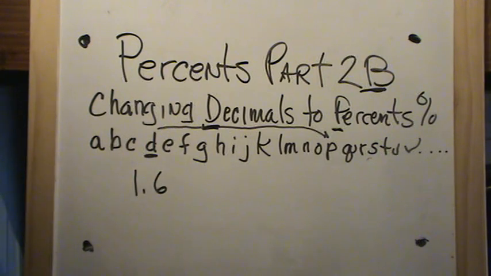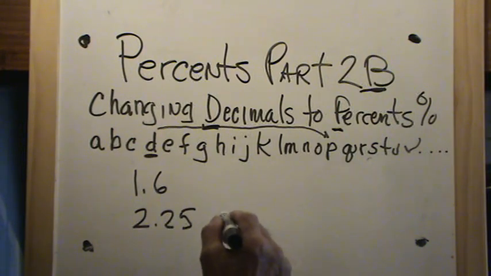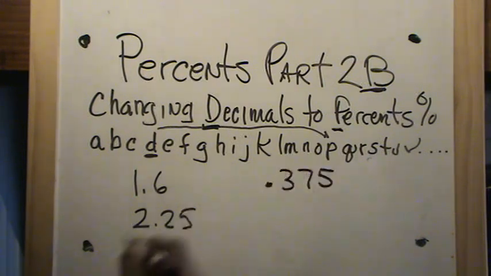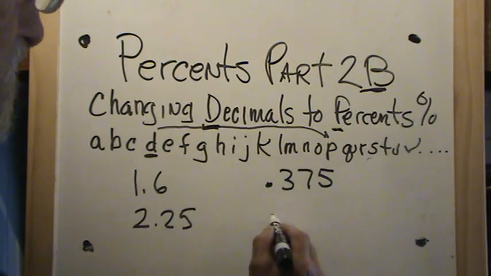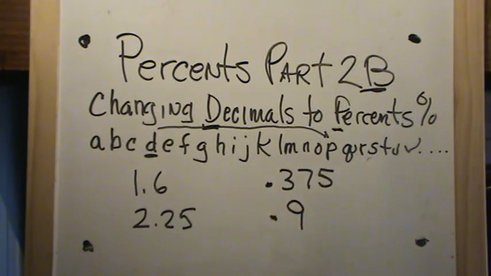Well, let's try this one. 1 6/10, that's a mixed decimal. 2 25/100, another mixed decimal. Let's try this: 375 thousandths. And let's try this one: 9/10. Okay, so put the video or the DVD on pause. Work these problems in your notebook and then put it back on play and we'll go over them.